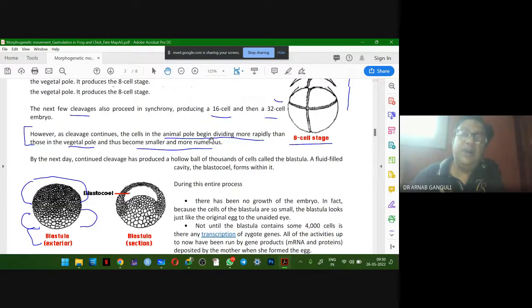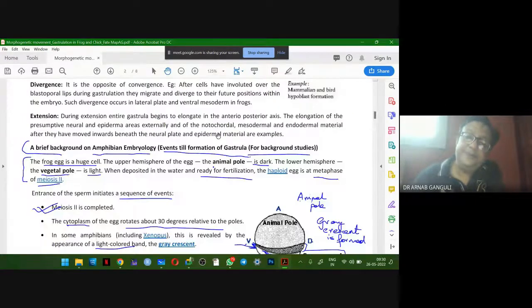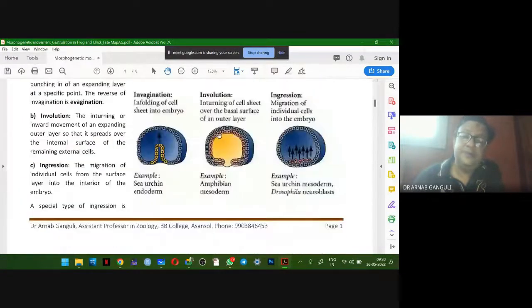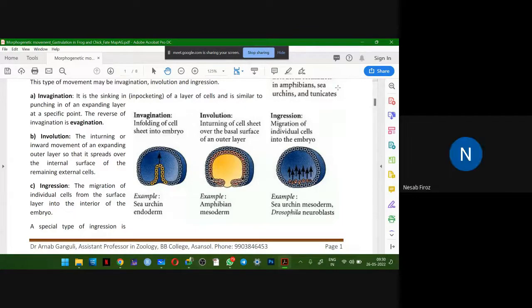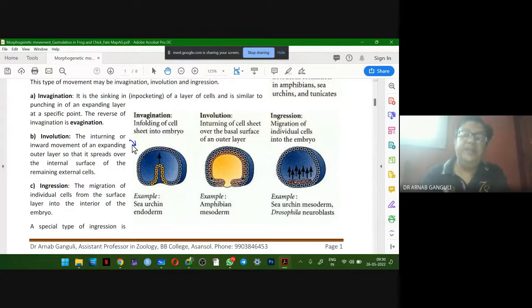Now we will go on to what are morphogenetic movements. Can you see it? Online? Yes, sir. Okay. So the first morphogenetic movement, say you have a blastula like this. The first morphogenetic movement will take place, that is like a finger being put inside. The cells will go inside, and this is known as invagination.